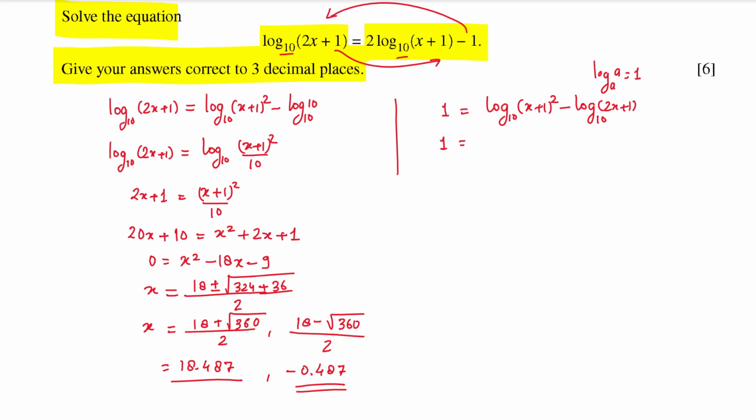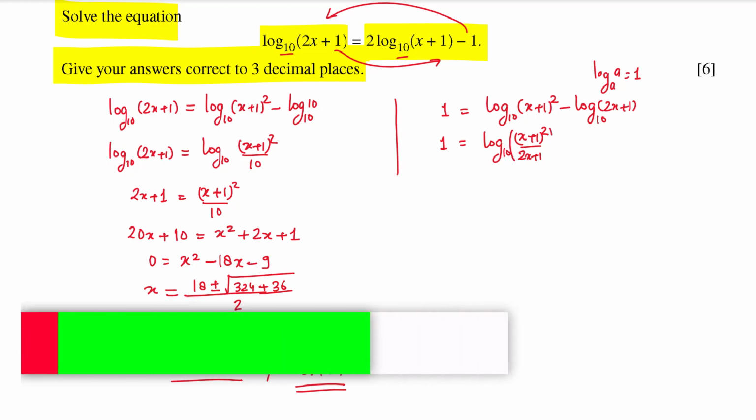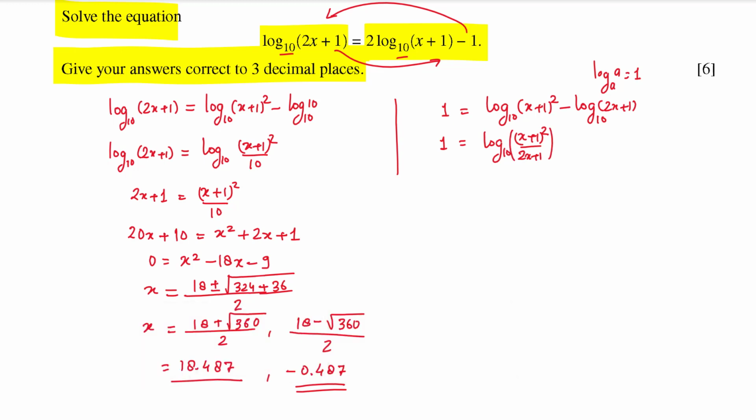We'll get 1 equals log of (x plus 1) whole square upon 2x plus 1, base 10. Since it is log and 1, the base is 10, it means (x plus 1) whole square upon 2x plus 1 would be 10 to the power 1, that is 10 itself. Then we are going to get the same thing as we have seen here. So it's on us what comes to our mind first, we will start with that.